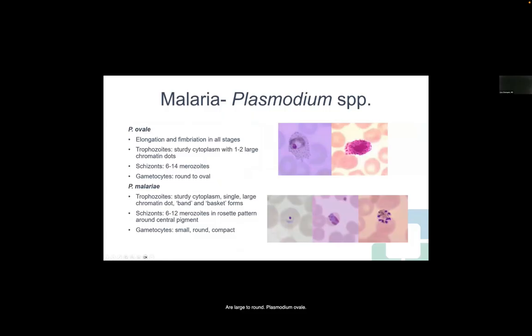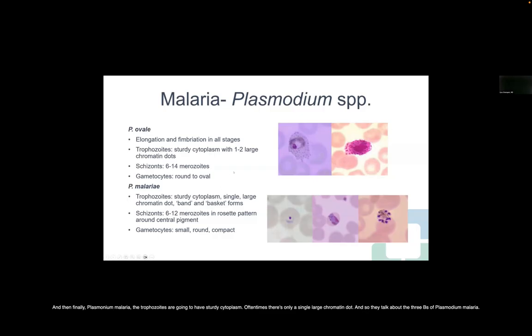Plasmodium ovale. In Plasmodium ovale, all stages show this elongated or fimbriated edge that might resemble a cartoon ghost. The trophozoites have sturdy cytoplasm with 1 to 2 chromatin dots. Schizonts have fewer merozoites, and then this last picture here shows the gametocyte.